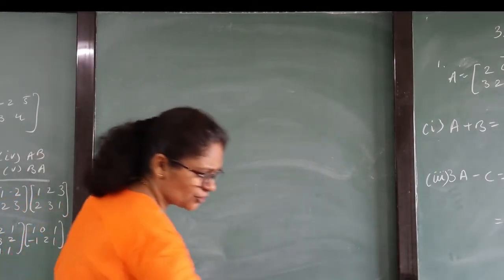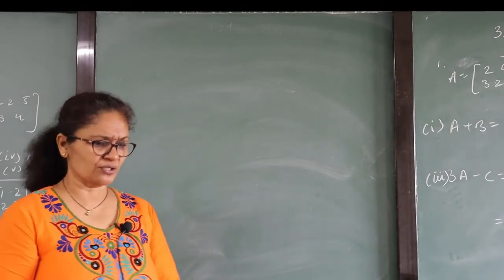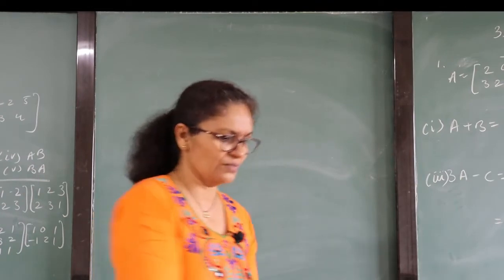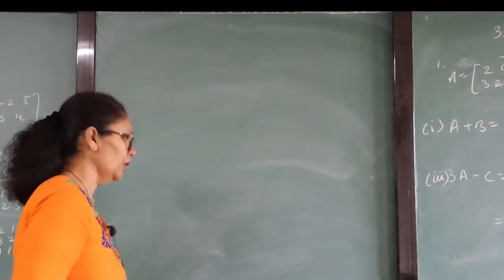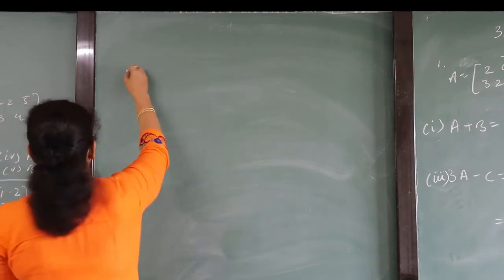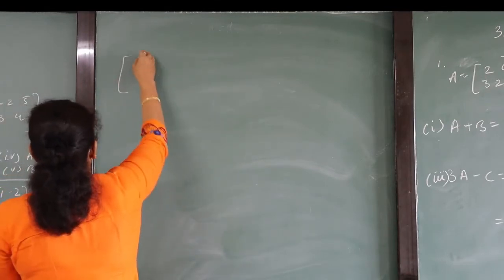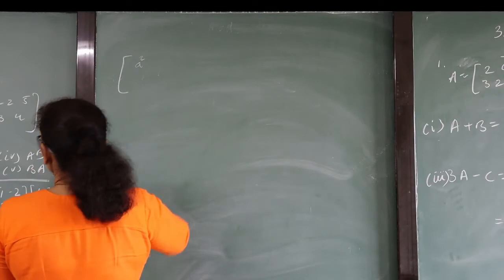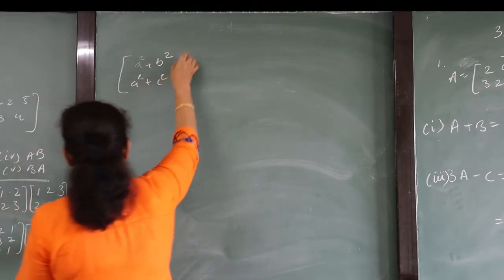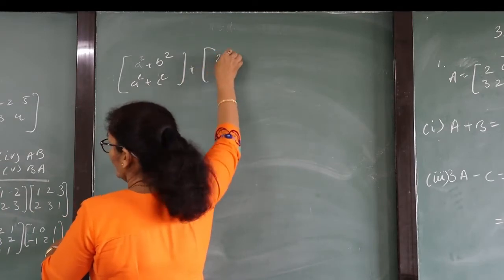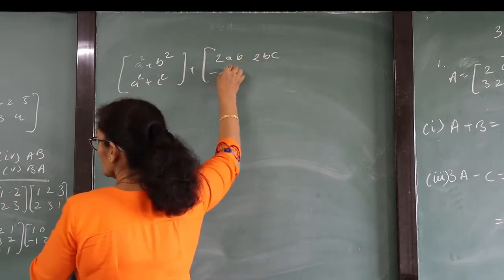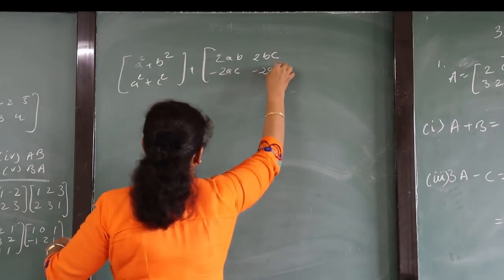Okay, in the second question also, the first 2-3 questions are simple addition and subtraction. So I think it will be easier for you to solve, but the new thing I will explain to you. That is, in your first one: A square plus B square, A square plus C square, 2AB, 2BC, minus 2AC and minus 2AB.